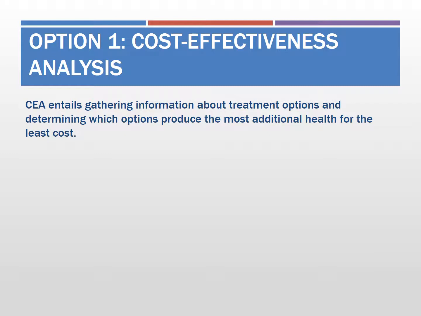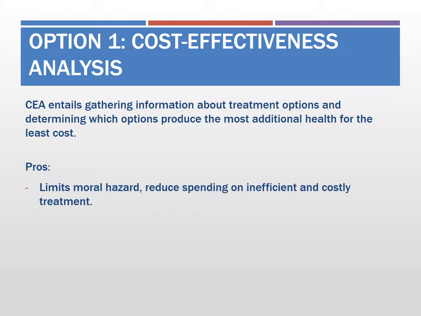So in the case of health technology assessments, one very common tool to use is the cost effectiveness analysis, which we studied in the previous chapter. So the CEA is basically a tool that gathers information about different treatment options and determines which options generate the most additional health benefits for the least cost. Well, the advantage for this type of insurance policy is that it will definitely limit the level of moral hazard. And by limiting the moral hazard behavior, it also reduces the total spending in healthcare expenditures on those inefficient and costly treatments.